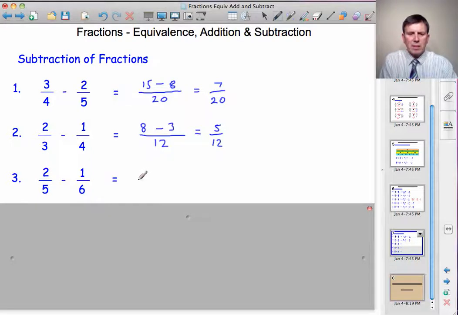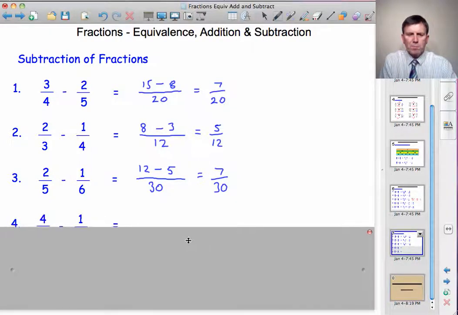Two-fifths minus 1/6. Right, what's the lowest number 5 and 6 will go into? 6 times 5 is 30, and there's nothing lower than that. I've multiplied the 5 by 6, same to the top, 2 6s are 12. Minus, I've multiplied the 6 by 5 to get 30, so times the 1 by 5, 1 5 is 5. 12 take away 5 is 7, answer 7/30.